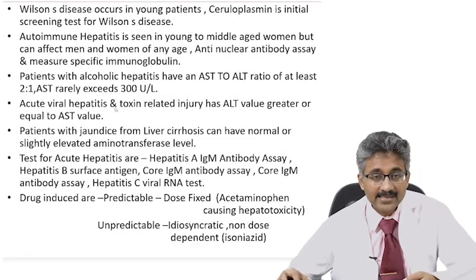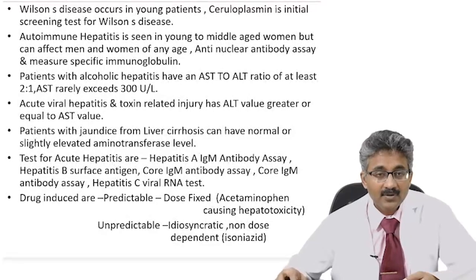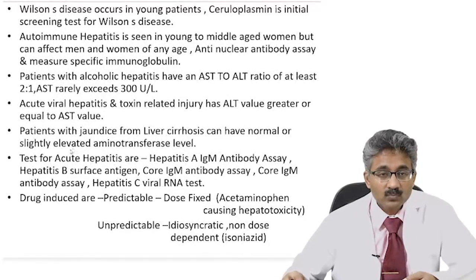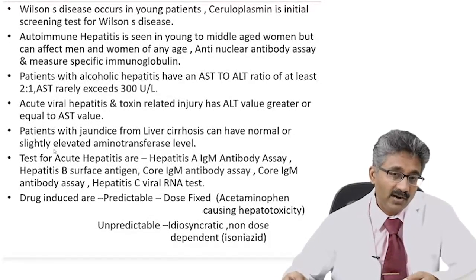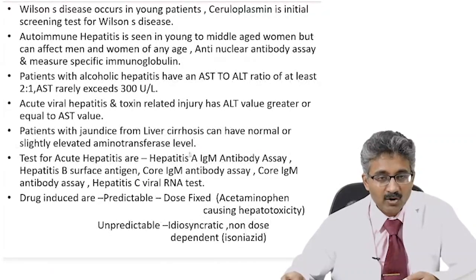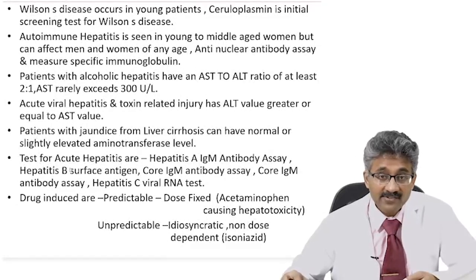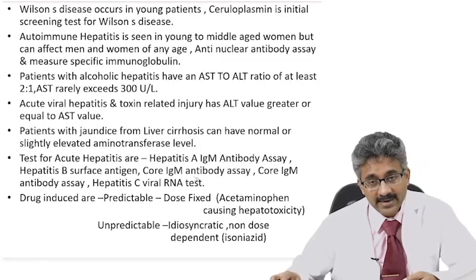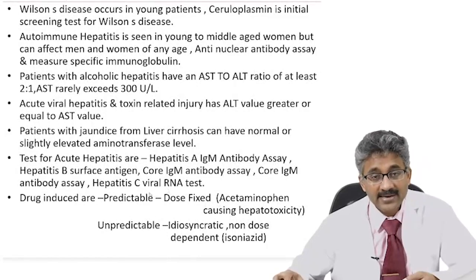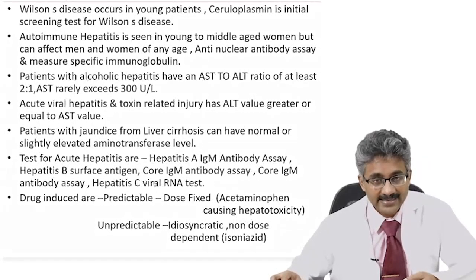Whereas in viral hepatitis and toxins, ALT value is greater than AST. If a patient has jaundice with cirrhosis, usually there is only a slight or a normal elevation of the aminotransferase levels. So in these hepatocellular conditions producing jaundice, you have to send for investigations like hepatitis A virus IgM antibody, hepatitis B surface antigen, then IgM antibody to the core hepatitis B, then hepatitis C virus RNA level. You have to send it.